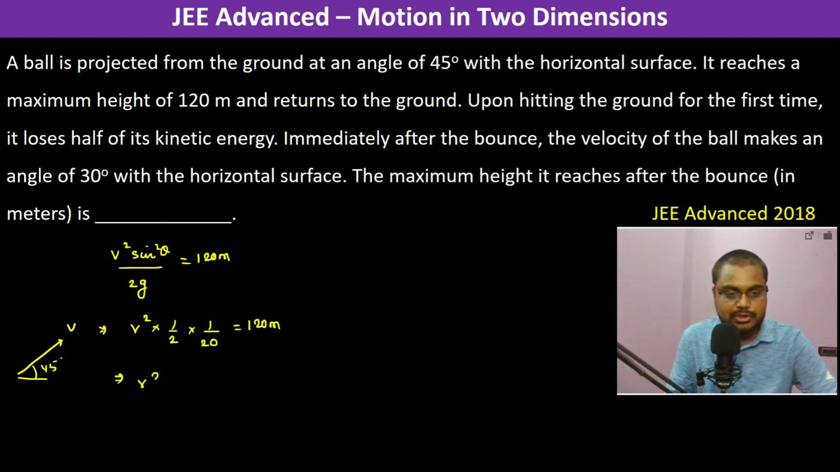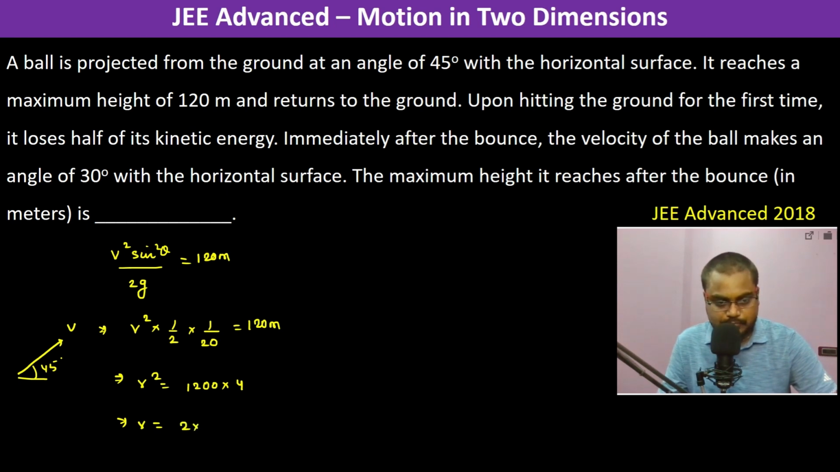Okay, so v square becomes 1200 into 4. Everything is in standard units, so you need not worry. So this becomes 2 into 10 into 2 into root 3. So this is 40 root 3 meter per second. This is v.